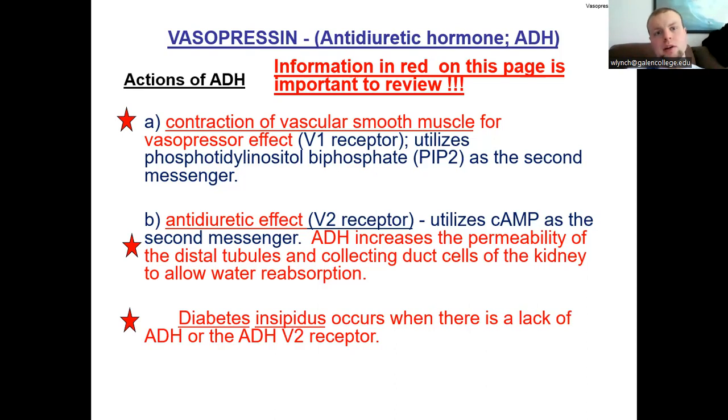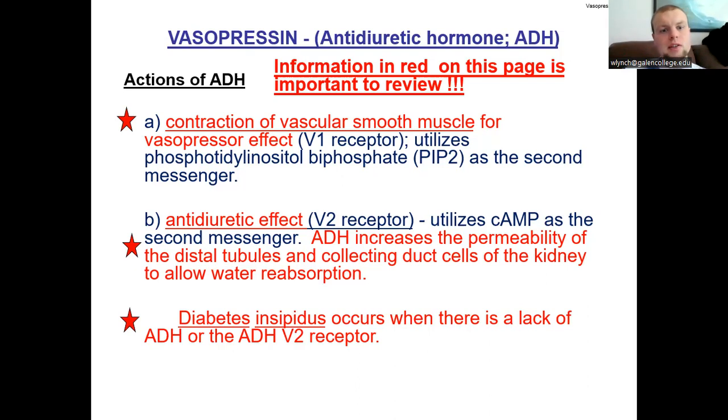Number one, contracts the vascular smooth muscle. That is going to slow down the flow of blood to the periphery. It's going to increase blood pressure and cause the heart to be able to pump more. It's going to utilize PIP2, which is phosphatidylinositol biphosphate, and that is going to be a second messenger for this. So this is going to have an extracellular receptor known as the V1.